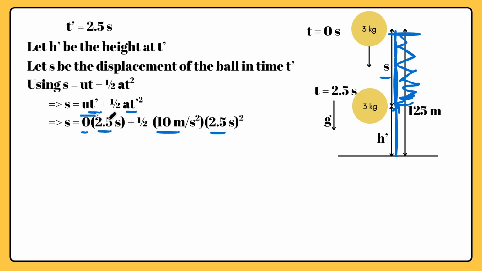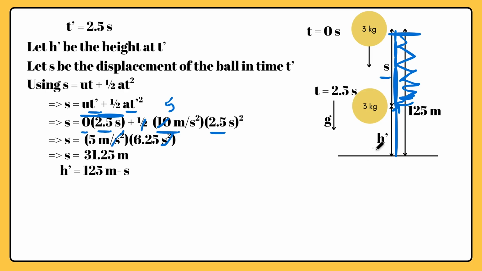Now 0 into 2.5 is 0, and then 10 divided by 2 is 5. So we are left with s is equal to 5 meters per square second into 2.5 squared is 6.25 seconds squared. We can multiply 5 and 6.25. So we get s is equal to 31.25 meters. The square second in numerator and denominator get cancelled out.